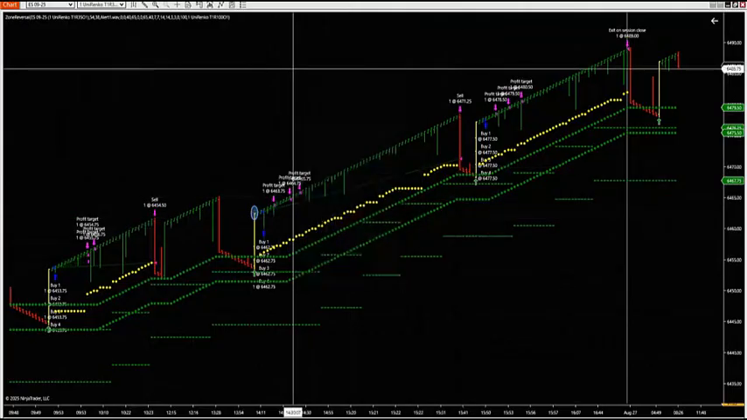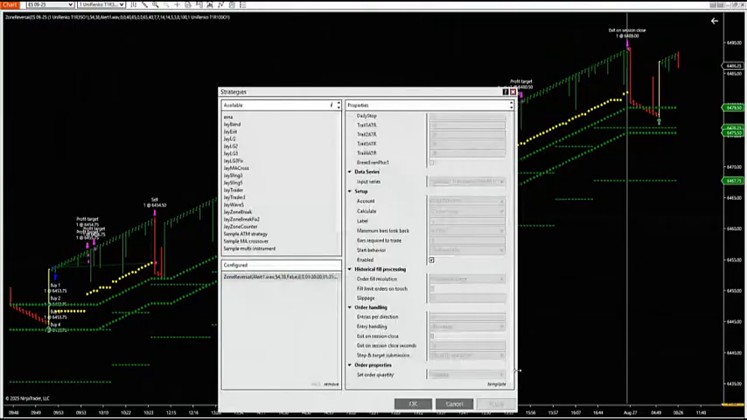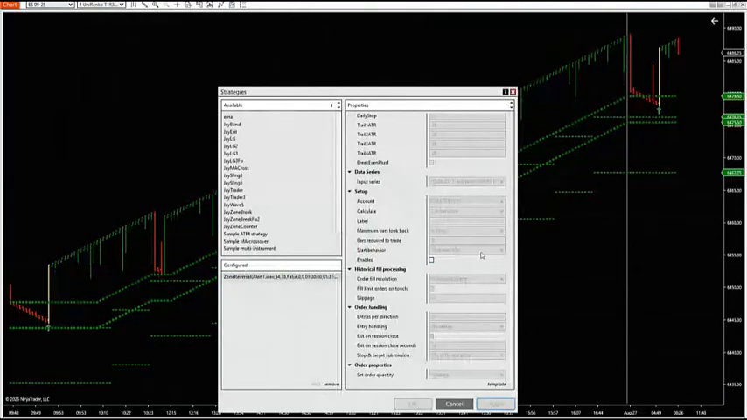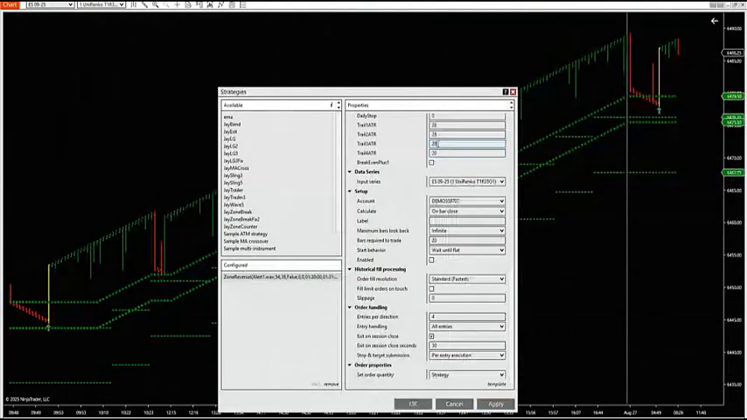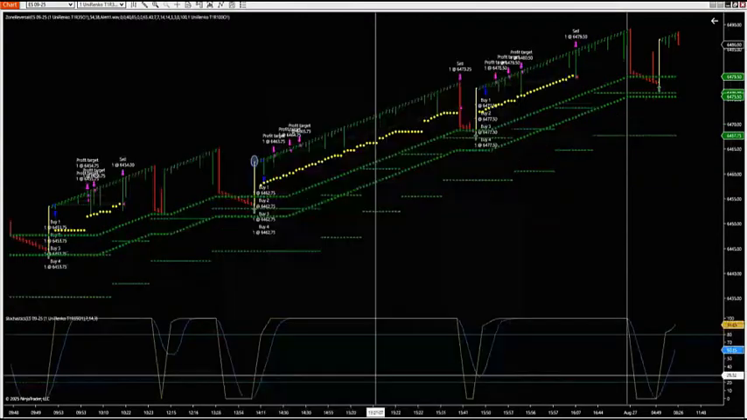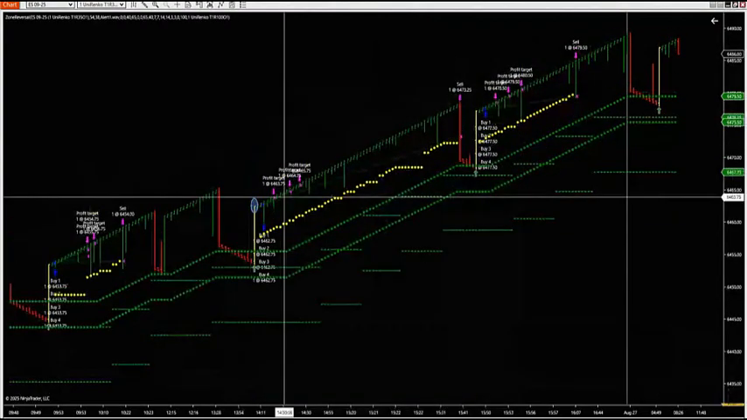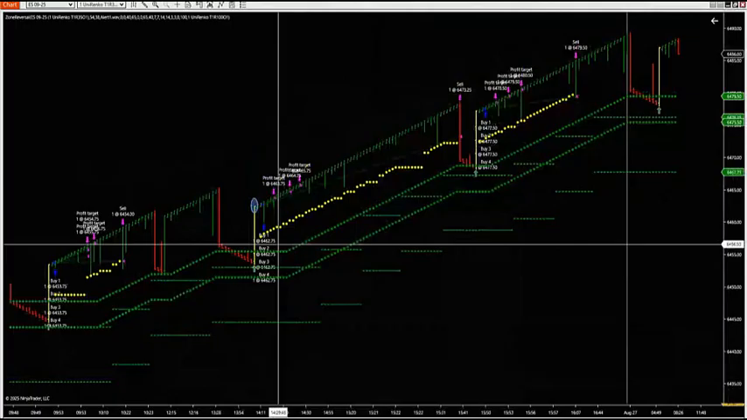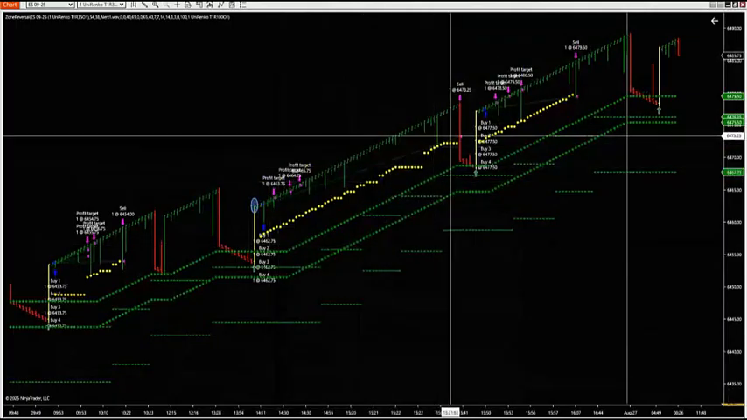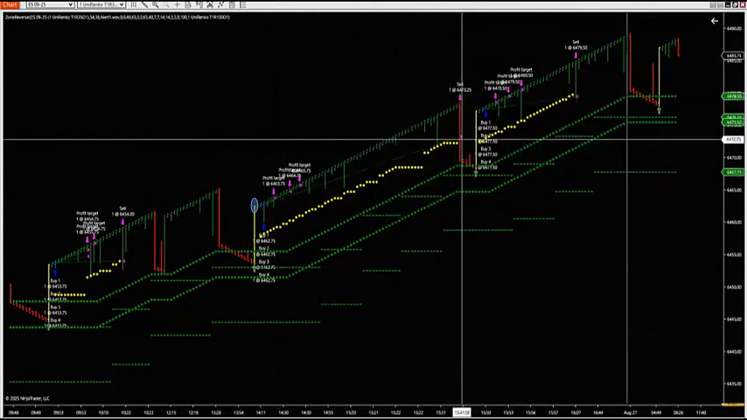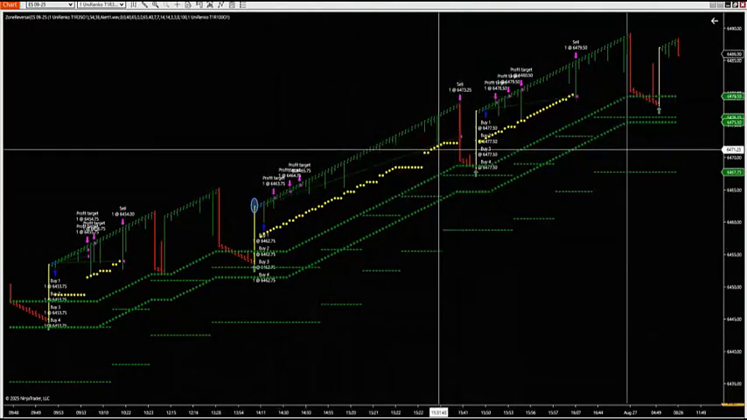You don't have to use, if you want to tighten up the trail, I have a 28 trail here. Let's say you want to tighten it up to 20. It's just going to tighten your runner up. You can do that under the strategy, and you could tighten that up to a tighter trail. So now you can see it tightens the trail up. This was a 62 3/4 long. It ended up running almost 10 points before you got your last trail out.